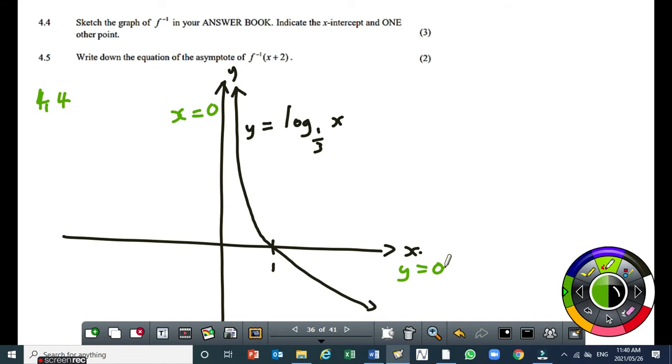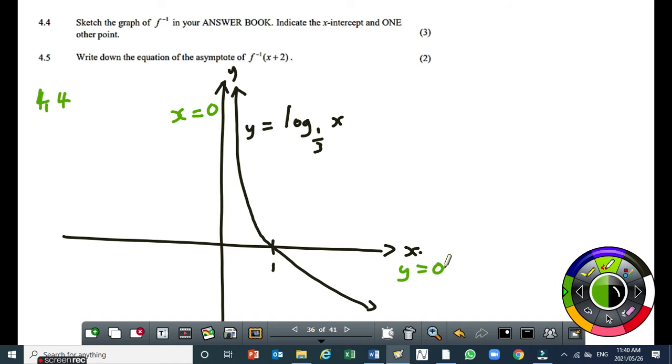Okay, I will do that tomorrow. What's one other point that we were looking for? Well, if you want to put another point, it means you can choose. It's up to you. When it says one other point, you can say maybe x is a half. What is the value of y?